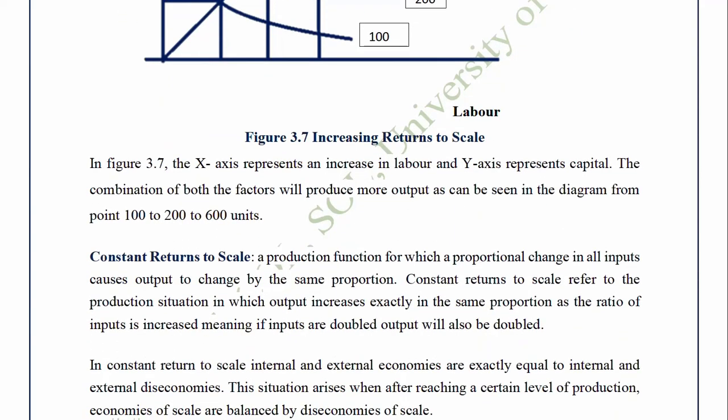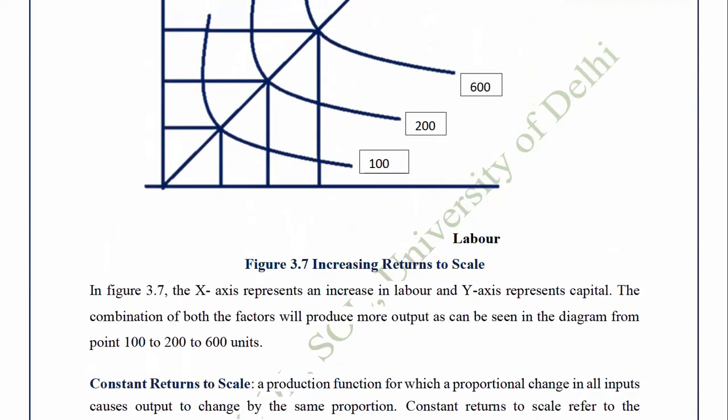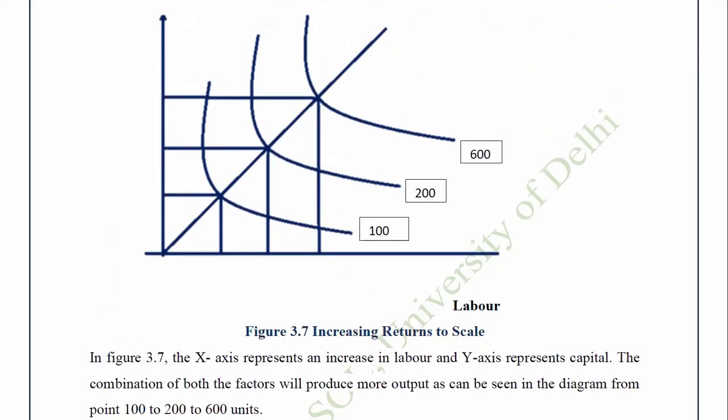In figure 3.7, the x-axis represents an increase in labor and the y-axis represents capital. The combination of both the factors will produce more output, as can be seen in the diagram from point 100 to 200 to 600 units.